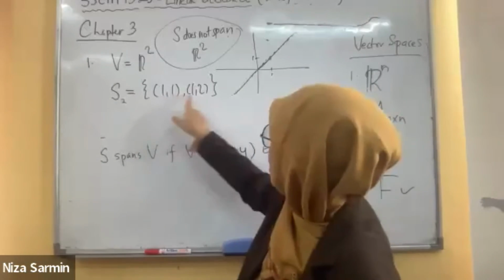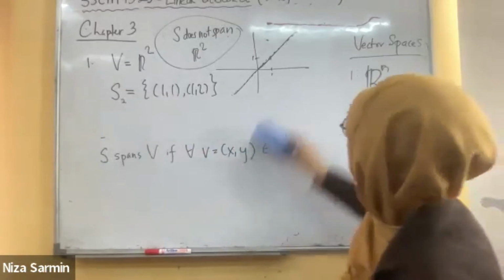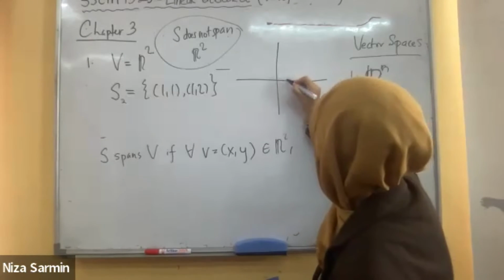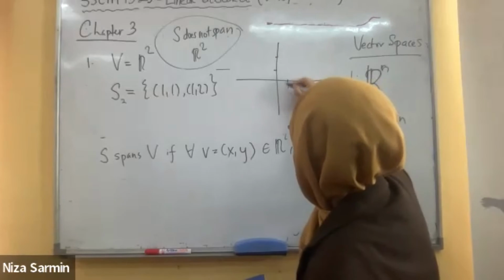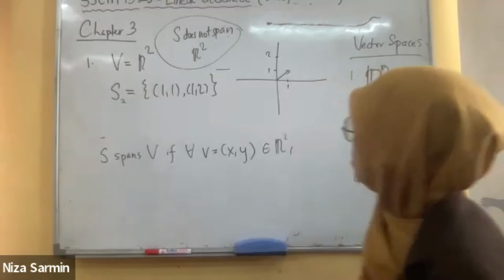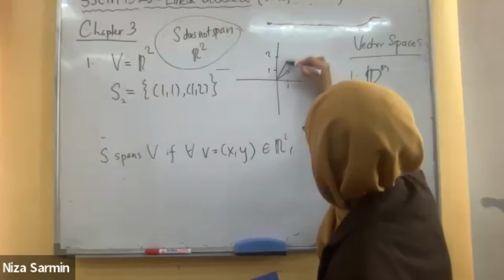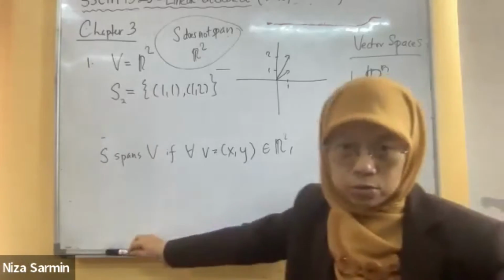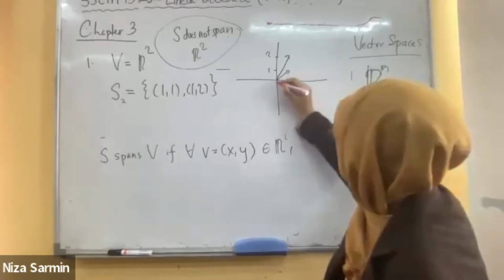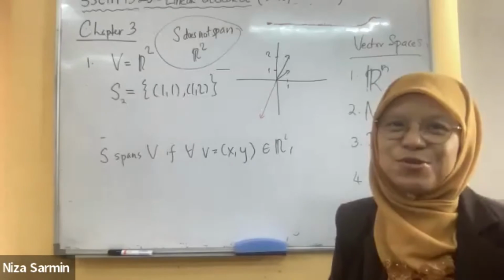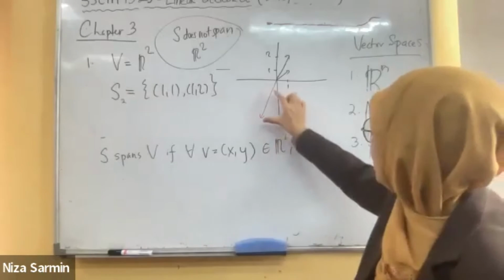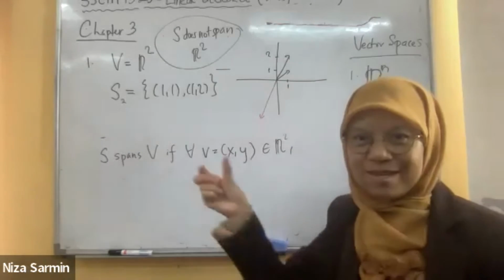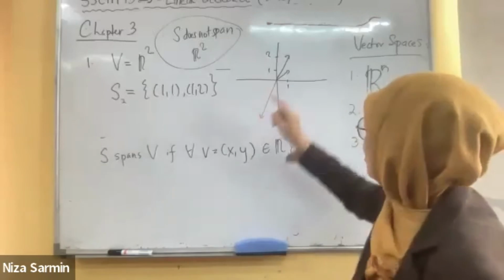S2, yeah? (1,1) and (1,2). You know, if you draw (1,1) is here, (1,2) is here, right? Any other vector, if you want to draw, maybe here. We learned this at school, right? You can write this as a combination of this, maybe negative, plus this, right? Go to negative and then plus.